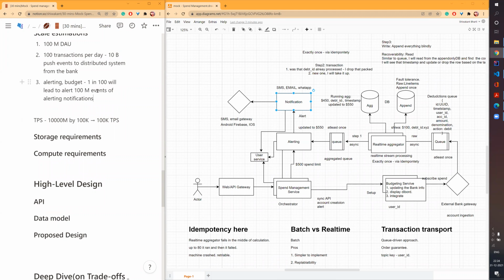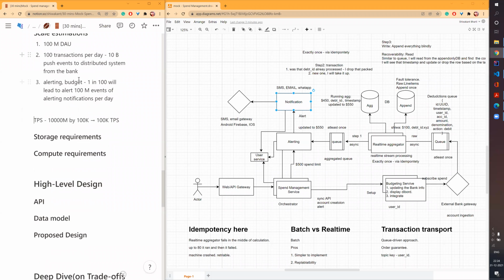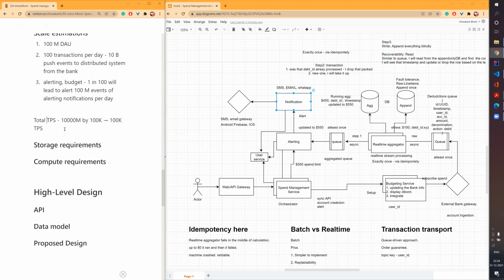So now, I'm saying that this is per day. So if I divide, to the system, there are two things here. One thing is total events that are coming here. So total events that are coming here will be 10 billion divided by 100K.